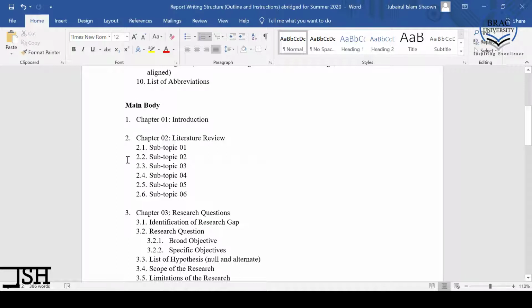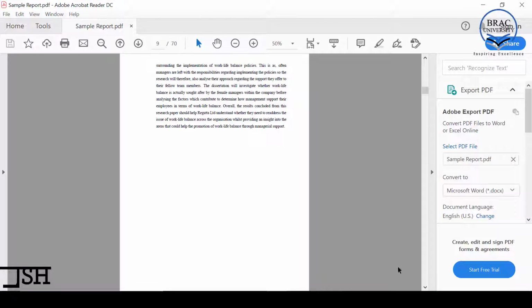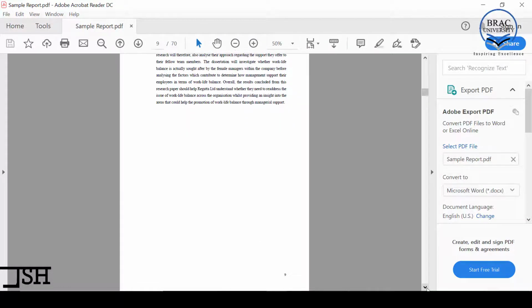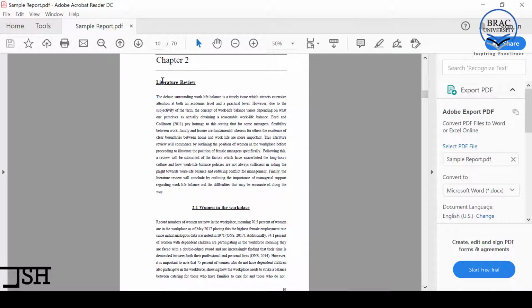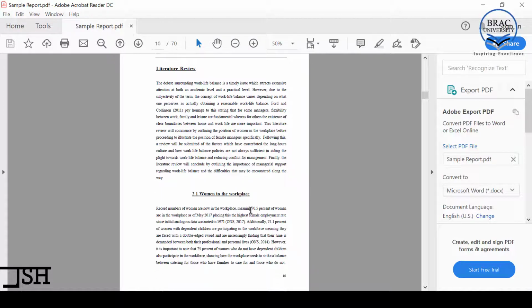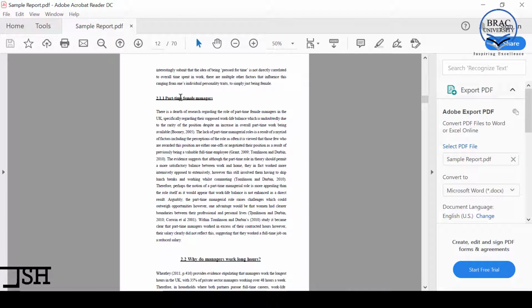Now those of you who have gone through that video, you should understand what I mean by subtopic 1, subtopic 2, subtopic 3 and so on. Under the literature review chapter, we can have several subtopics or subheadings. Just to give you an example, if I go back to the report again, here I have chapter 2. Here we have the literature review. Now as I said earlier, there can be multiple subheadings. So this is one subheading. If I go down, this is another subheading.